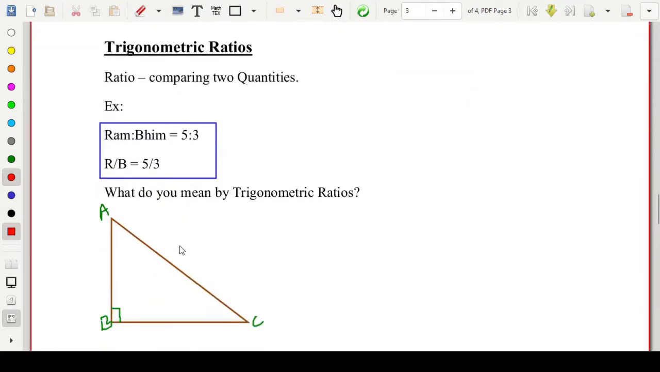In the same way, what do we mean by trigonometric ratios? Trigonometric ratio starts with a right triangle as I said before. Here is the right triangle, triangle ABC, where angle B measures 90 degree. The side which is opposite to 90 degree is called the hypotenuse. Hypotenuse. The hypo is nothing but biggest.